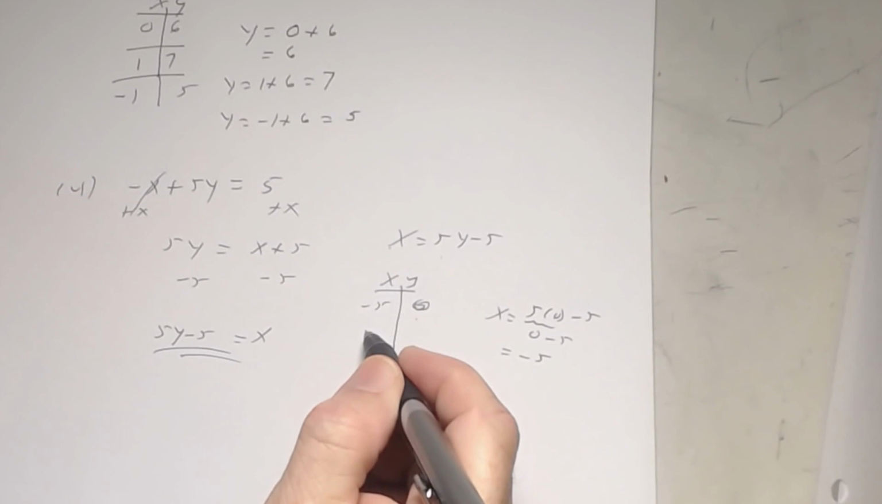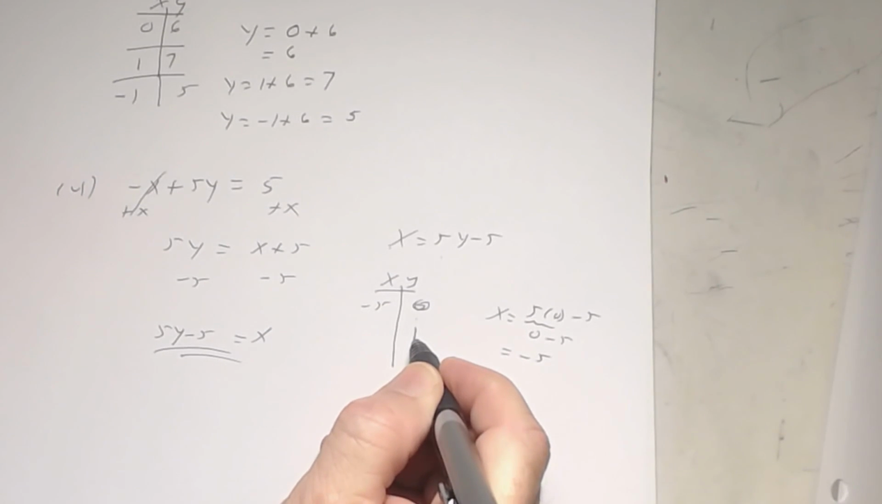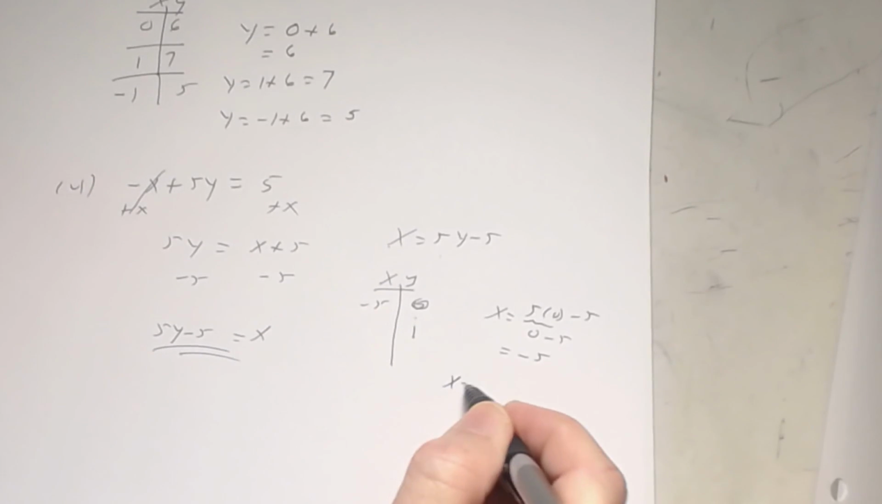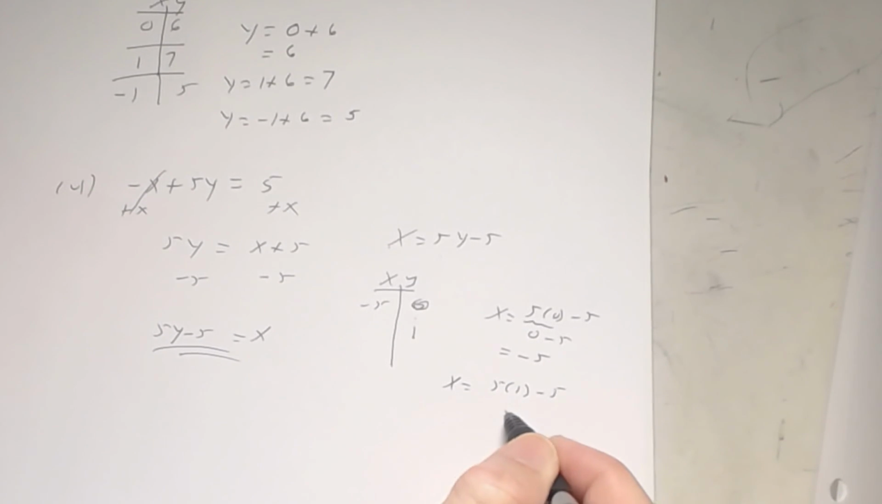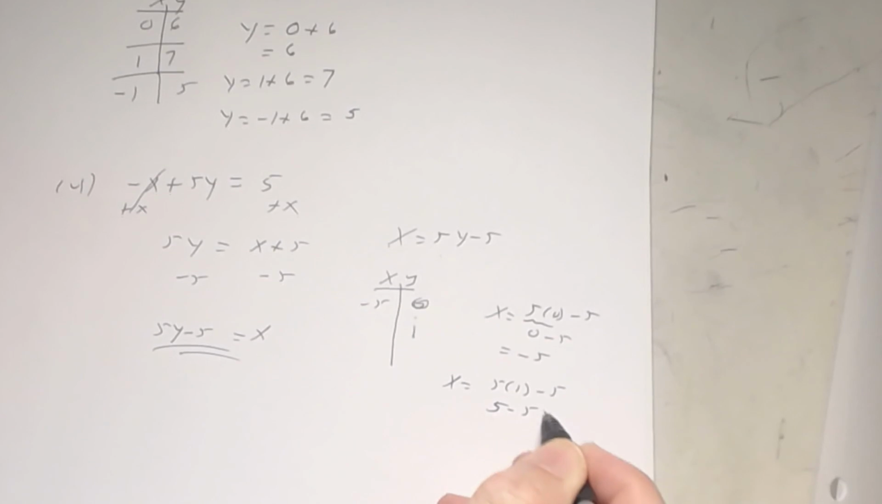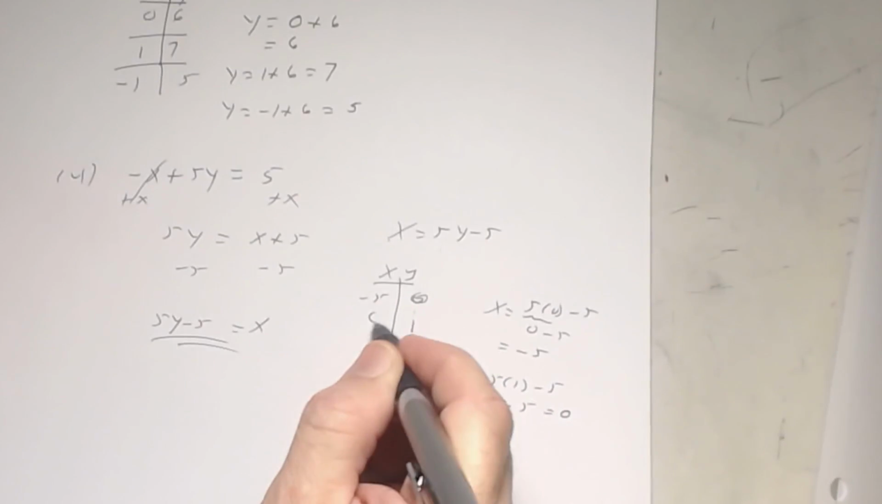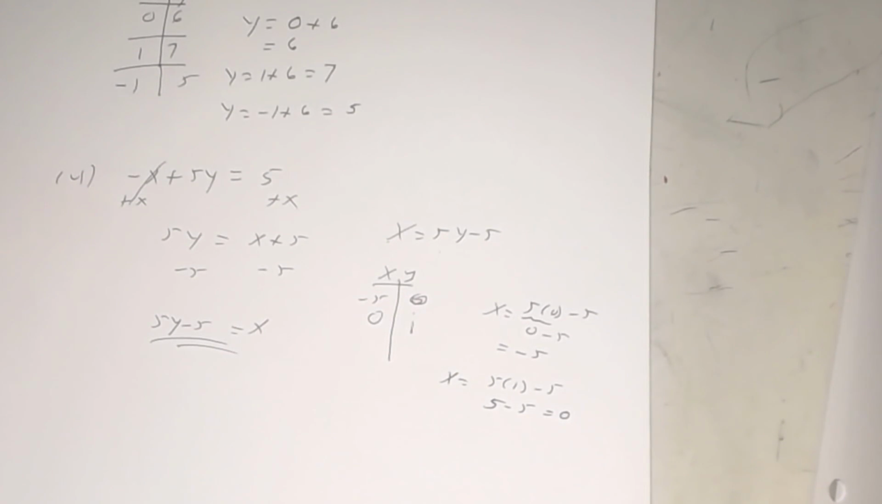1. All right, so if y is 1, I get x equal 5 times 1 minus 5. And what's 5 times 1? 5. And what's 5 minus 5? 0. All right. So then I found another solution. Another solution is 0, 1. Now give me a negative number for y.